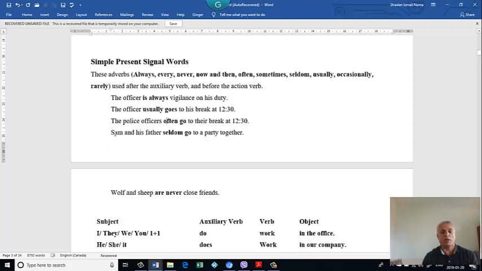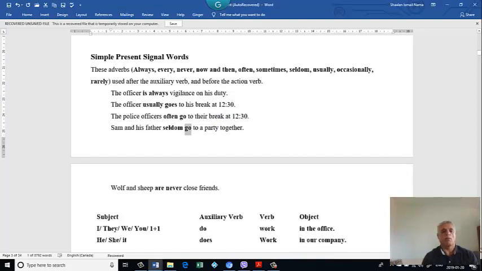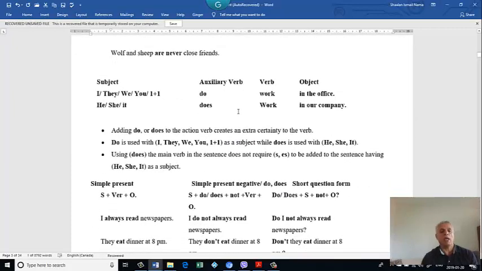Then we have Sam and his father. Seldom, that's the adverb. Then I have the main verb, go to a party together. Wolf and sheep are never close friends. It's the same thing if you say wolves and sheep. Never is my adverb and are is my auxiliary verb. Then I use the adverb after the auxiliary verb.